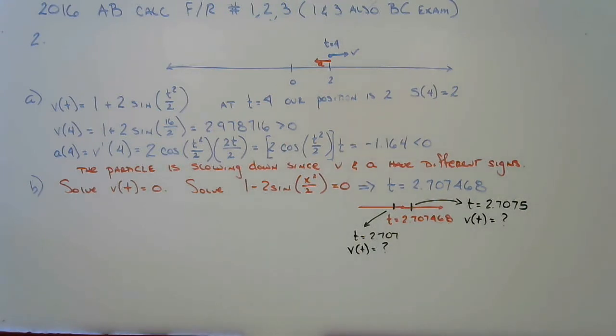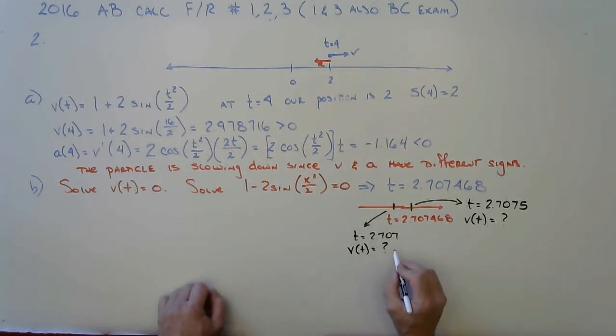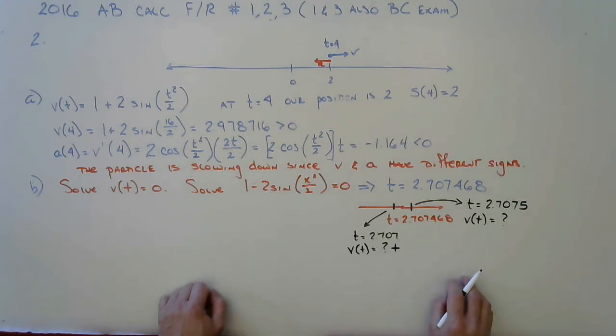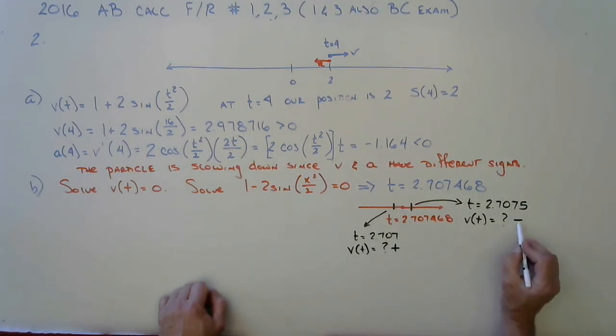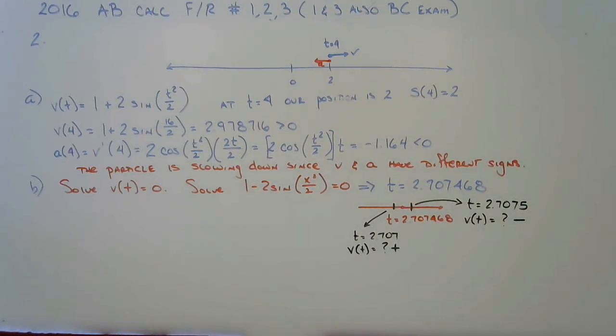All right. And what are we going to see? We're going to see that this one's positive when we plug it in. I'm not doing the arithmetic for you on the video. We're going to see this one is negative. So what does that mean? It means our particle was moving to the right. Velocity was positive here. But over here, velocity is negative, so now our particle's moving to the left. So indeed, our particle has changed directions, and we would want to write that out.